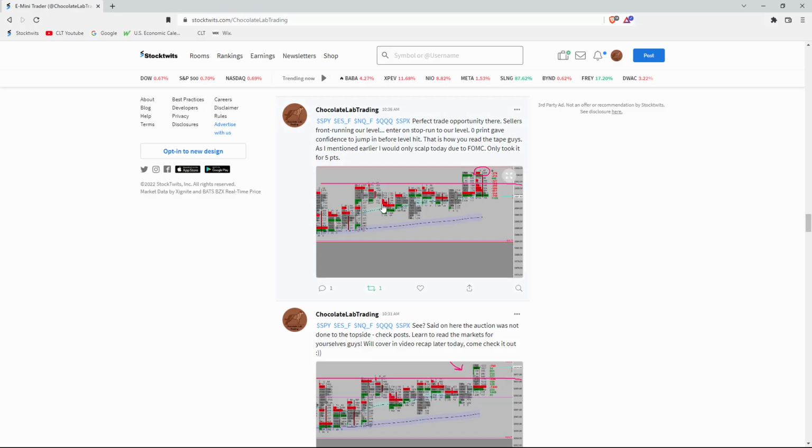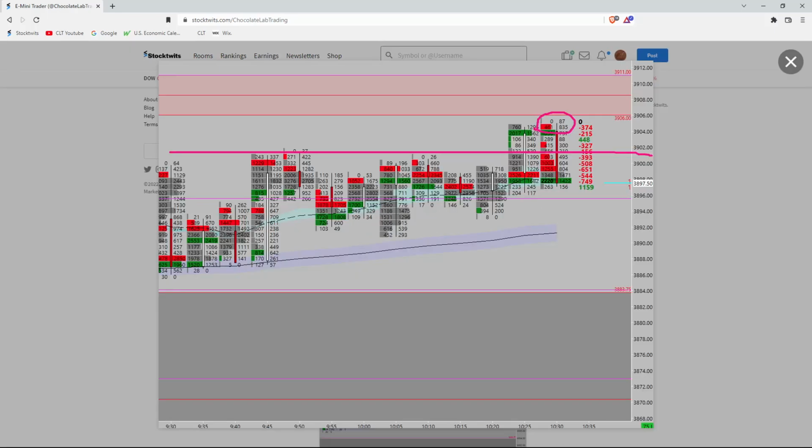Sellers front running our level. Enter on stop run to our level. So what gave the confirmation? Exhaustion. So this candle closed. We closed with a bid. We've got to monitor the next candle. Volumes building. We peak above.